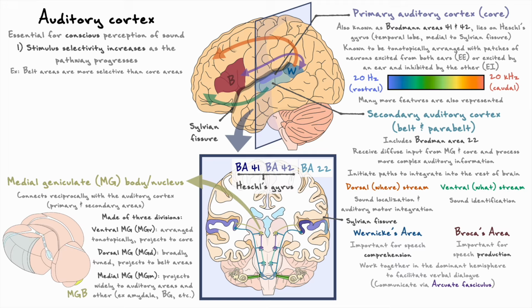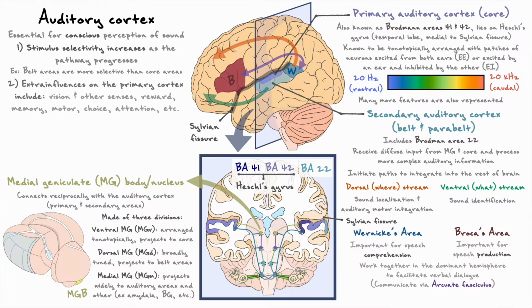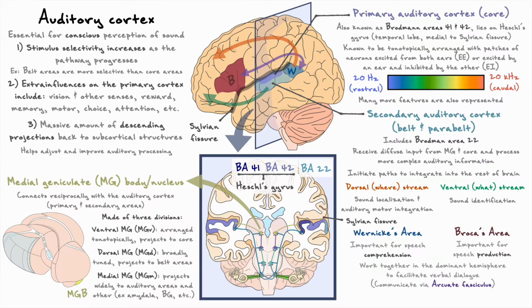Relationships of that kind between an auditory area and an area of another system are obviously not unique. The auditory cortex is known to receive extra influence from vision and the other senses, reward areas, memory, and higher-order cognitive areas like attention and choice. Another important aspect to keep in mind with the auditory cortex is that it provides a massive amount of descending projections back to basically all the subcortical structures we covered. These feedback or top-down connections are believed to improve auditory processing by modulating all the downstream areas.